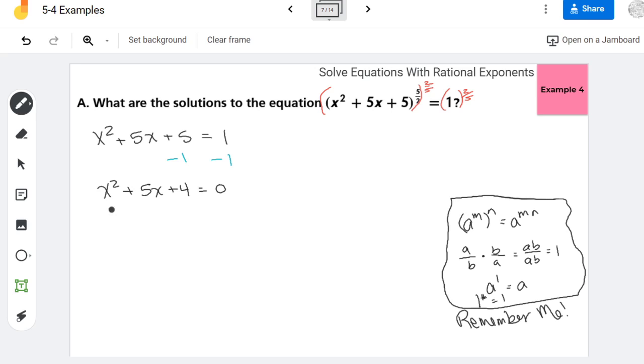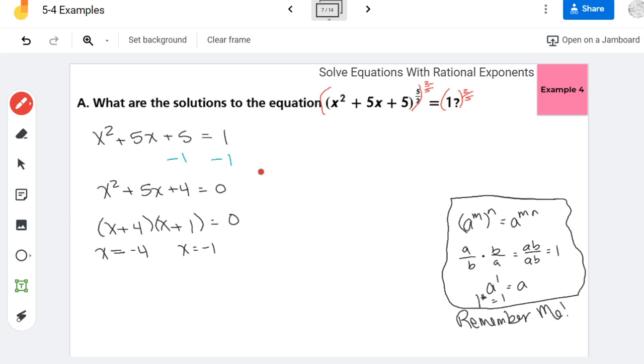Now, lo and behold, this thing is factorable. So let's go ahead and do that. I know I have an x and an x. My first sign falls down, and in order to get a plus 4, my signs have to match. What multiplies to make 4 that adds to make 5? That's 4 and 1. So my possible solutions that are in my little pool are -4 and -1. And those are what we need to check.